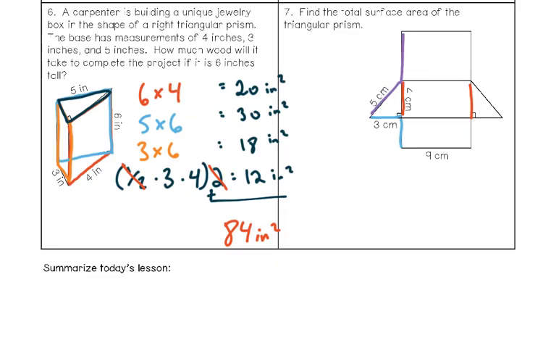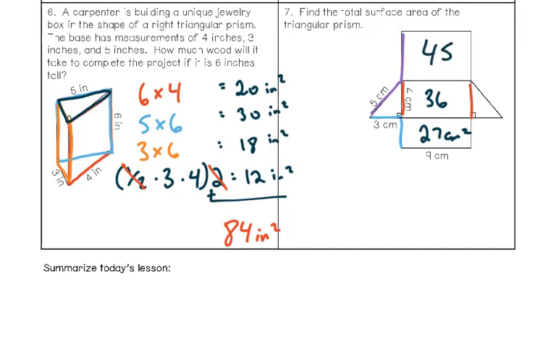So let's go ahead and find the area of the rectangles first. This is a 3 by 9, so this is a 27 centimeter squared area rectangle. This is a 4 by 9, so this is 36. And I'm just going to write the number in, make it easier on myself. And then the top one is a 5 by 9, so that's a 45.